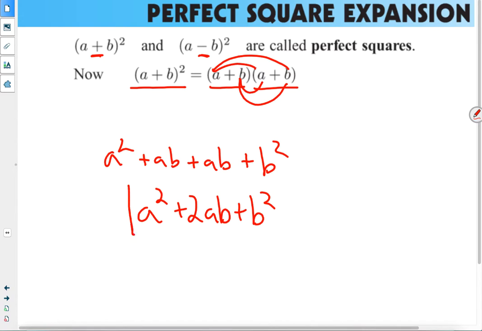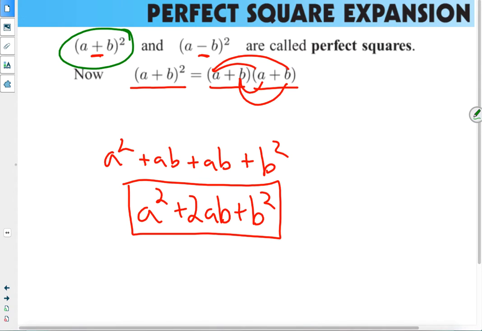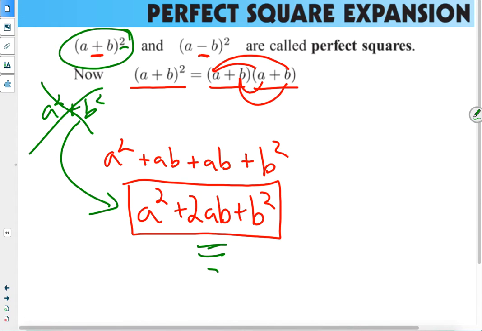You can see this for the generic case. If we just tried to distribute this squared term, we'd only be left with a squared plus b squared. But notice as we do the expansion, we get something very different, and we don't want to miss out on these middle two terms. So do not make that common error as you're making a perfect square expansion.